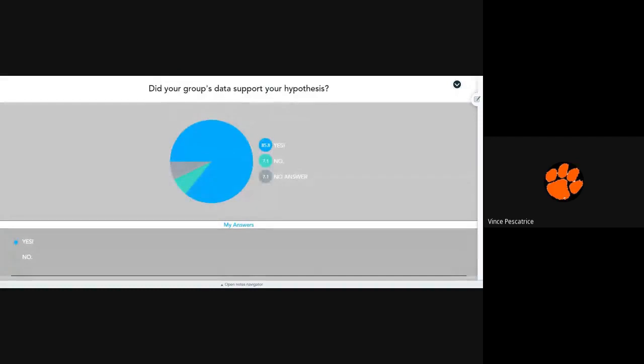All right. So it is clear that, yes, our data did support our hypothesis. One person thought no, but our data did. So we saw that when you added more flame into the jar, more water was absorbed. If we had thought anything else, like say we thought the size of the jar affected the amount of water in the jar, then our hypothesis would not have been supported.